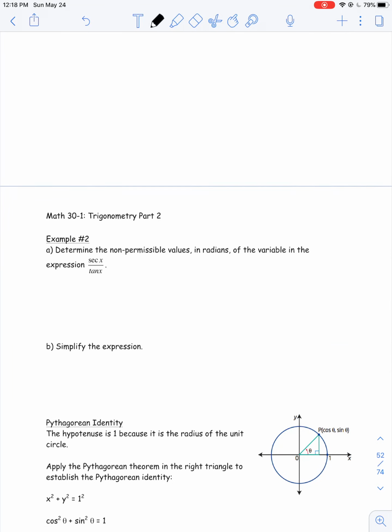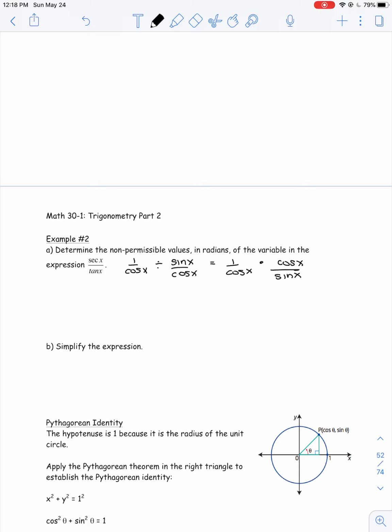Example number 2, they're giving us secant x. So we're going to rewrite this. Secant x is like saying 1 over cos of x, divided by tan of x, which is the same as saying sine x over cos x. What I like to do is always change this to multiplication, so I'm going to flip the second fraction. So 1 over cos of x, we're going to multiply by cos of x over sine of x.